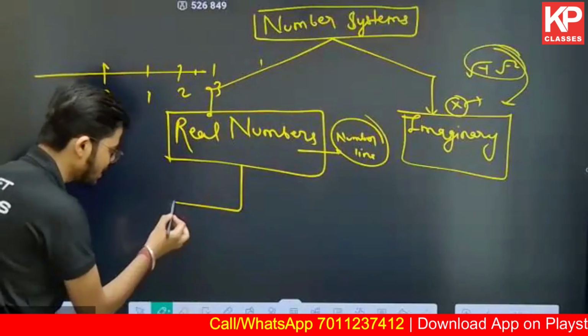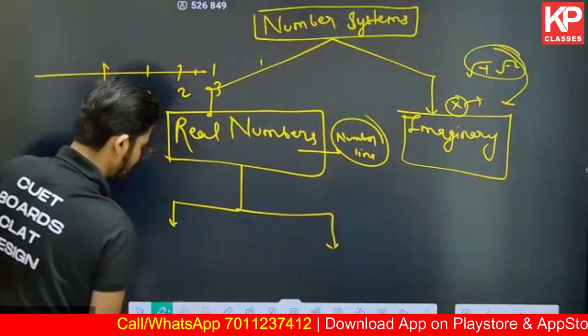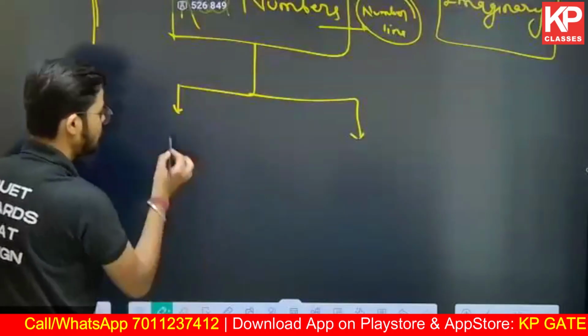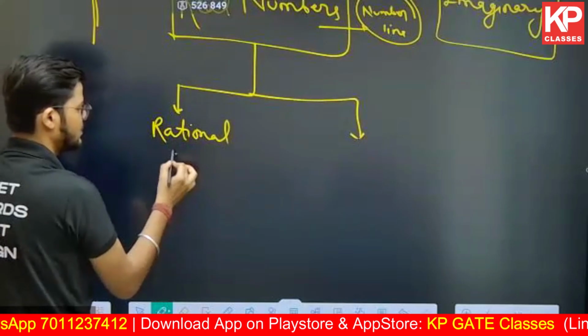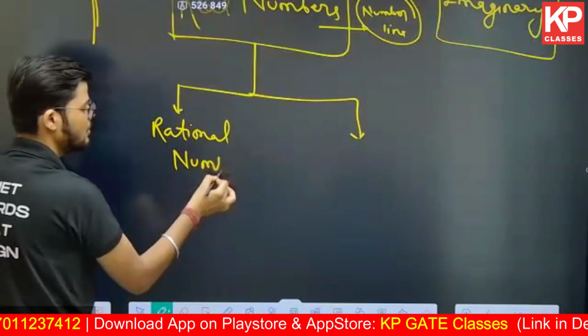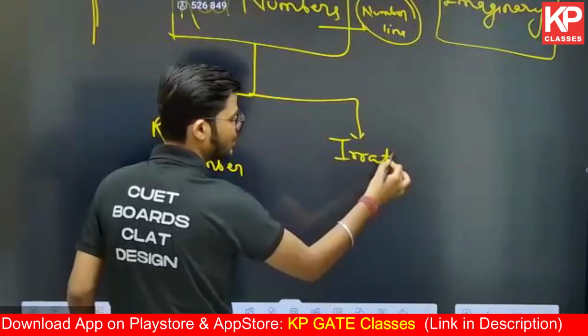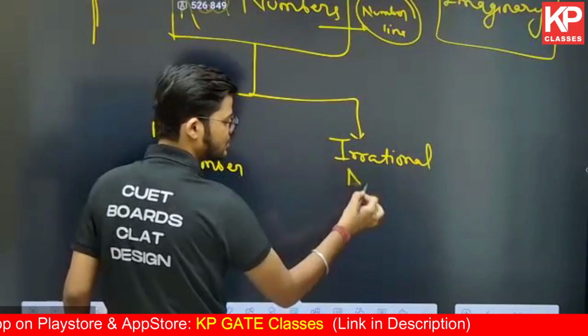Now these real numbers are classified into two parts, which are rational and irrational numbers. These are going to be your rational numbers. And then after that, the other type is going to be your irrational numbers. Now, what do we understand by this? What are the rational numbers and what are the irrational numbers?